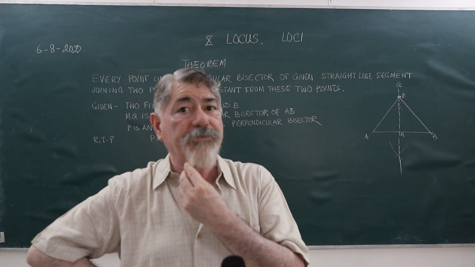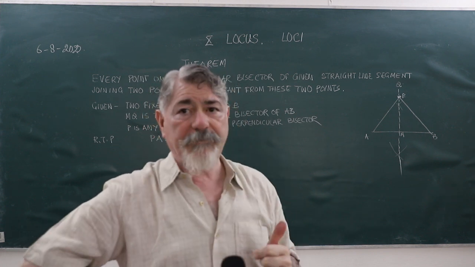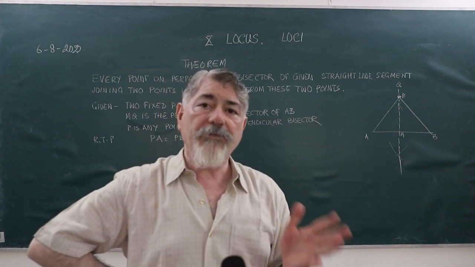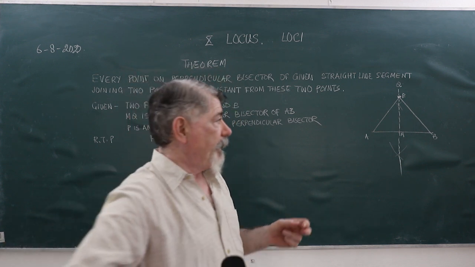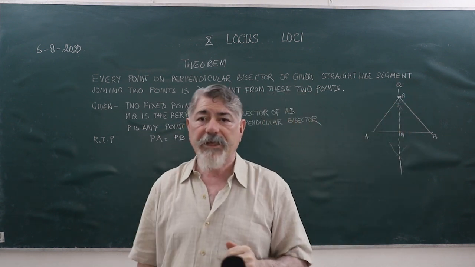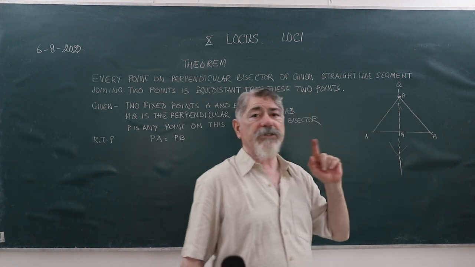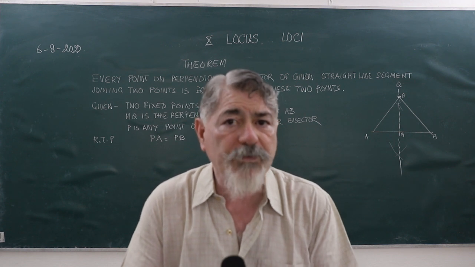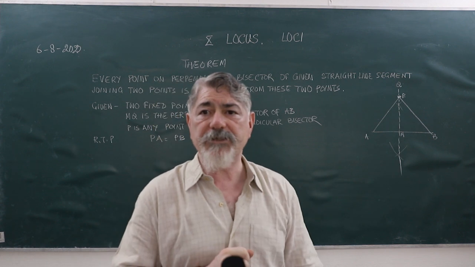Earlier in the first theorem, what were we saying? We were saying that if P is equidistant from A and B, then P lies on the perpendicular bisector of AB. Now we are saying that the perpendicular bisector is already given. A and B are two fixed points, and we have drawn a perpendicular bisector of AB. I have chosen a point P on it, and I have to prove that P is equidistant from A and B.